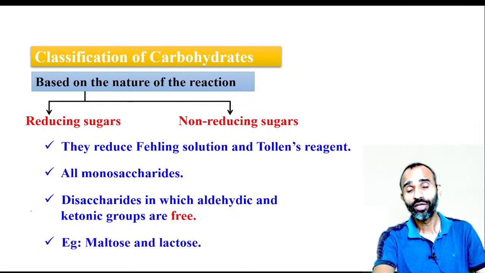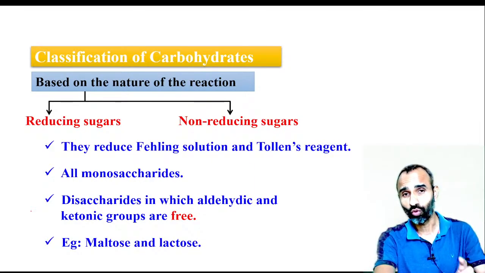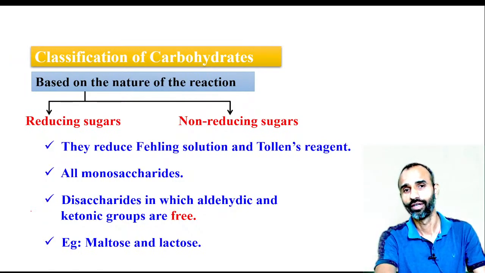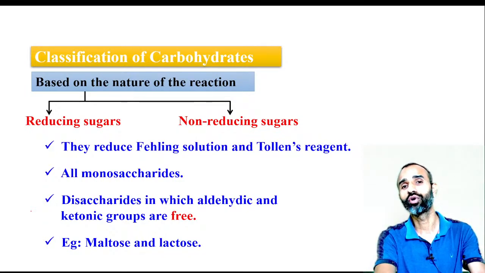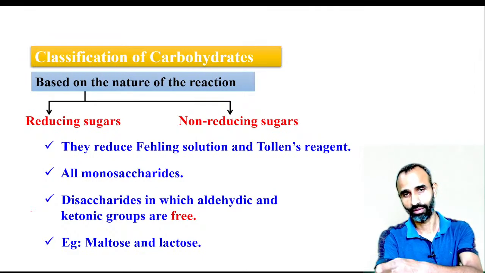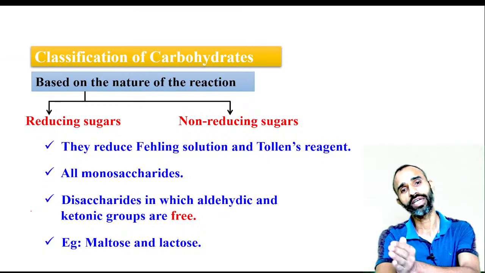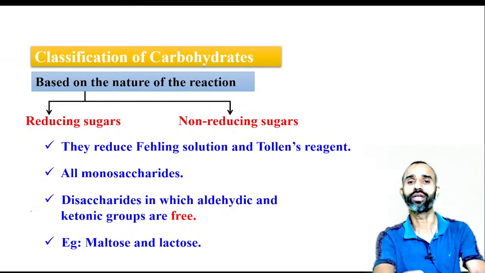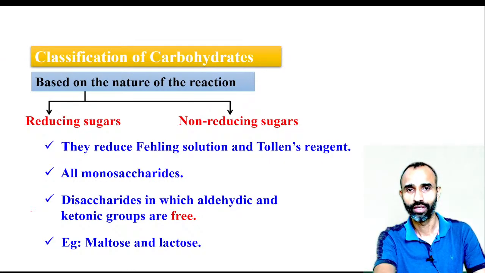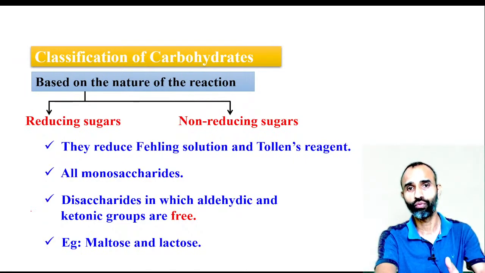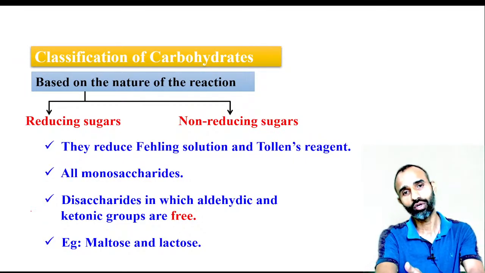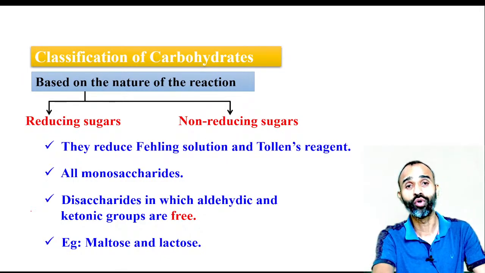So maltose and lactose are reducing; sucrose is not written here. Why? Because in sucrose, we will see it in the next slide, C1 of aldohexose, meaning glucose, and C2 of fructose are joined together. That's why there is no free aldehydic or ketonic group, and that's why sucrose is non-reducing.